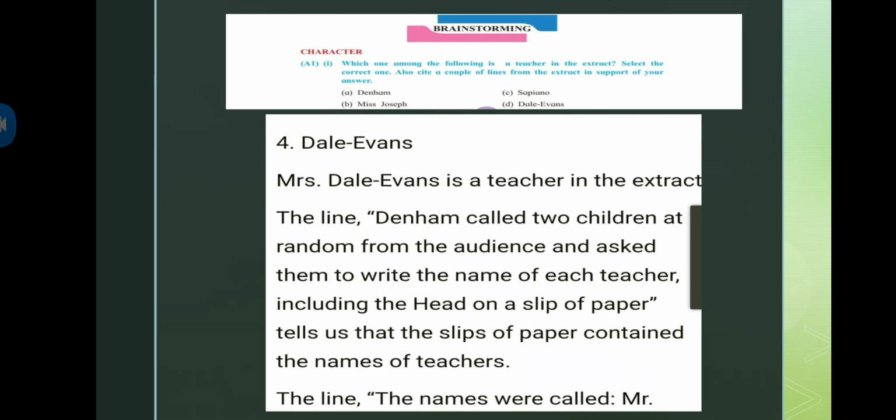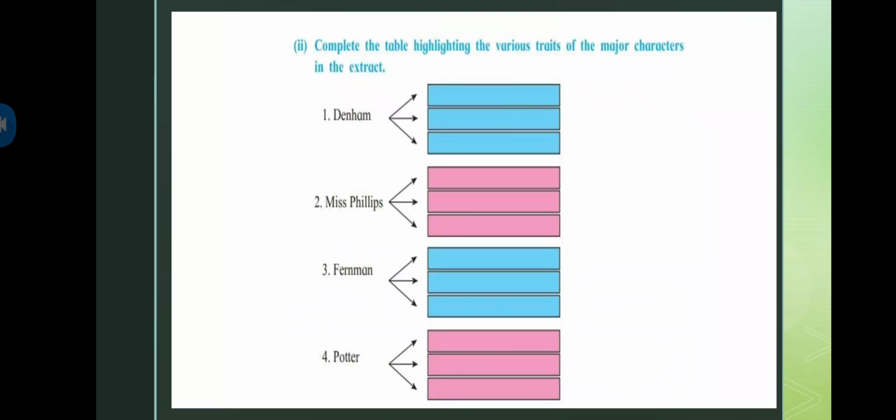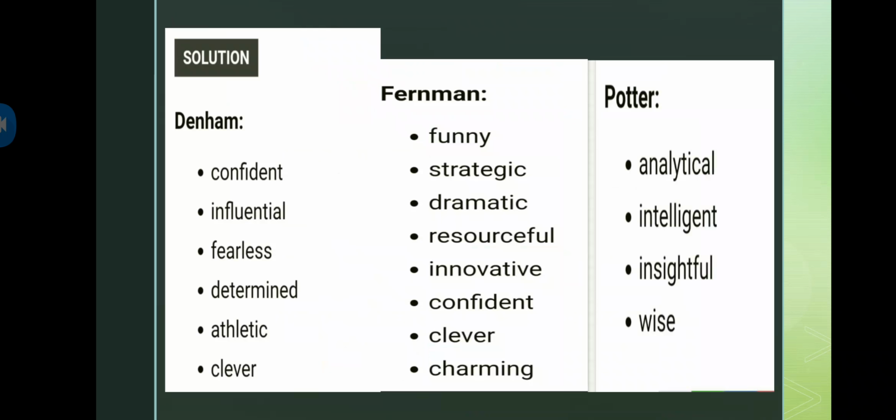Okay, now moving towards another question. Complete the table highlighting the various traits of the major characters. Now we have to highlight the major traits of the characters. The characters that we have to talk about here are Denham, Miss Phillips, Furman, and Potter. When we talk about Denham, Denham is very confident, influential, fearless, determined, athletic, and clever.